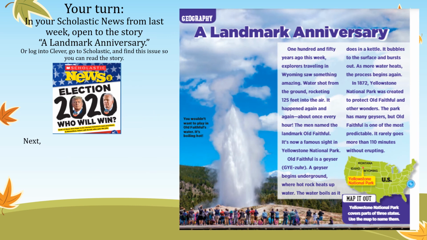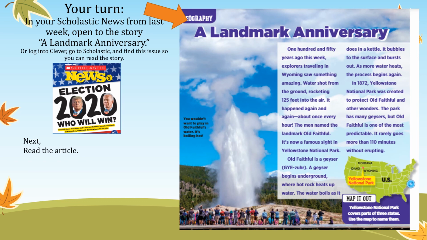All right, it's your turn now. You're going to need the story called A Landmark Anniversary from your Scholastic News, the election issue. If you don't have this one, you can use the article from the screen right here, or you can log into your Clever account, go to Scholastic, and find this issue so that you can read the story. So after you find that, you are now going to read the article.